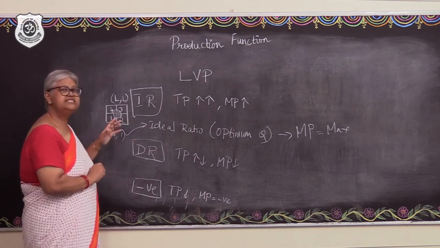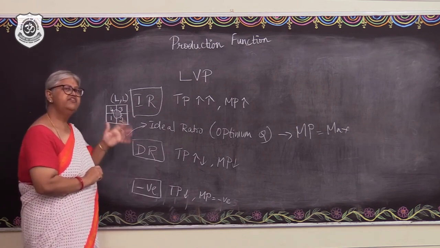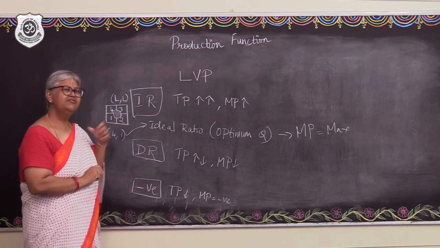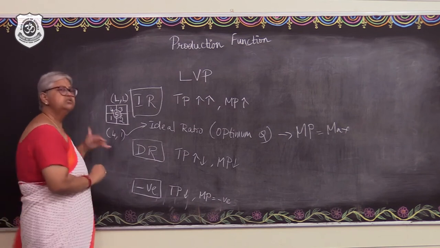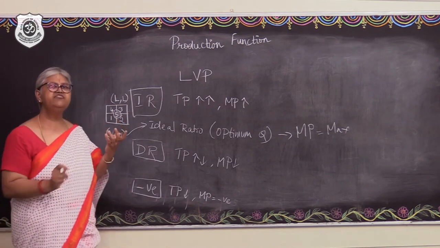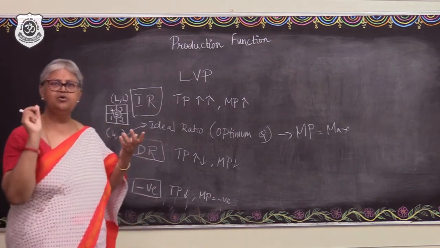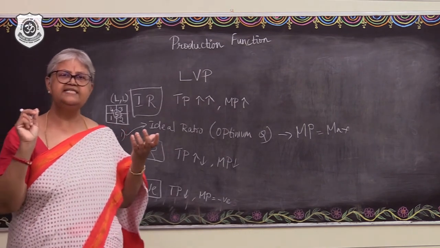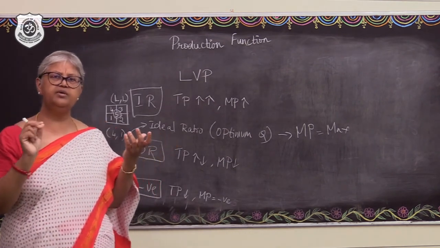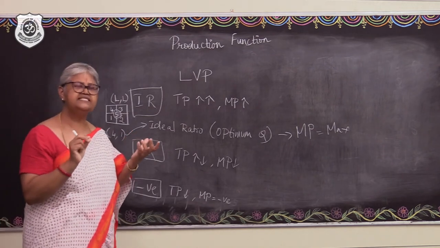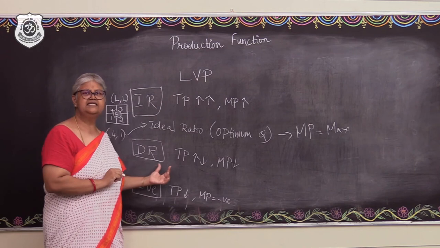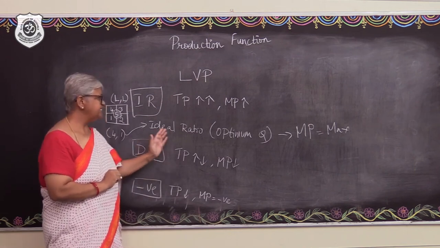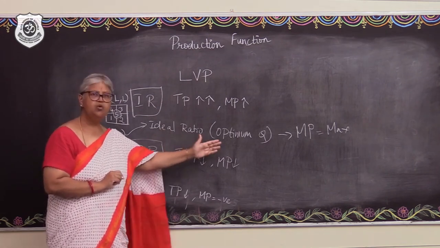So when the fifth person is going to be employed, the fifth person has to share this fixed capital with the four. So the contribution by this fifth person will become lower. Yes, the fifth person is going to contribute less than the fourth person. That's where you see decreasing returns after this ideal ratio or this optimum output is crossed.